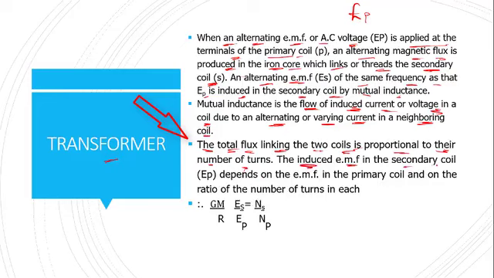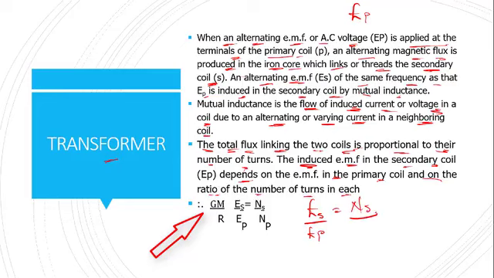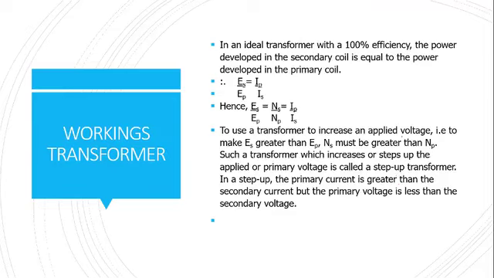The induced EMF in the secondary coil depends on the EMF in the primary coil and on the ratio of the number of turns in each of them. So this is the formula that shows the relationship between the secondary coil and the primary coil, where the ratio of the EMF in the secondary coil to the EMF in the primary coil is equal to the ratio of the number of turns in the secondary coil to the number of turns in the primary coil. This is the main equation used to solve problems in transformers.